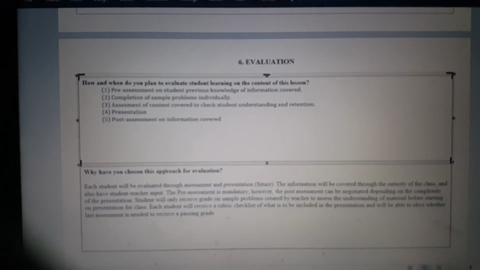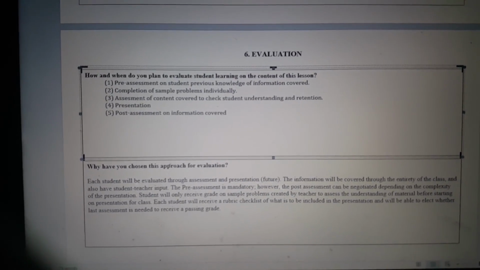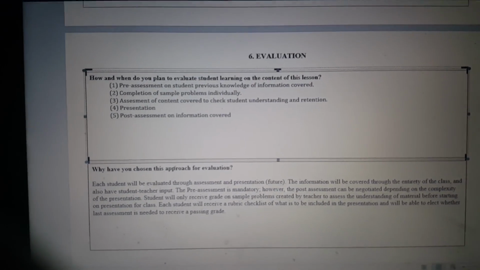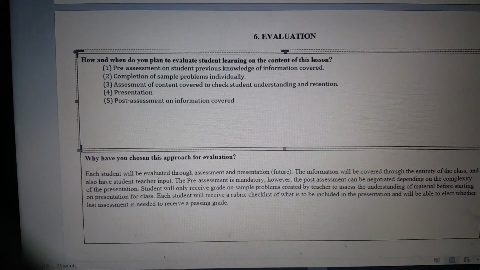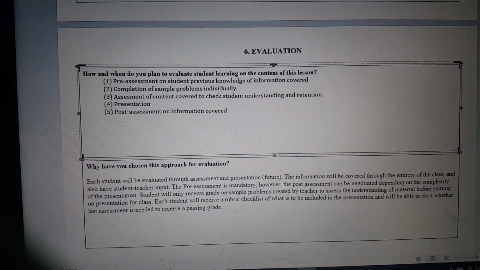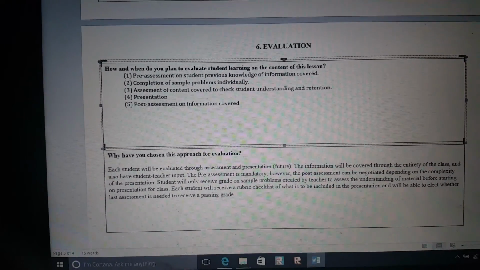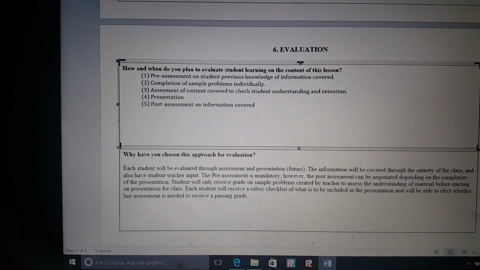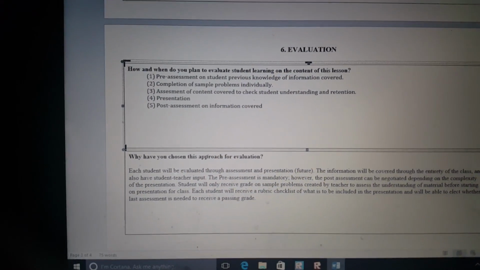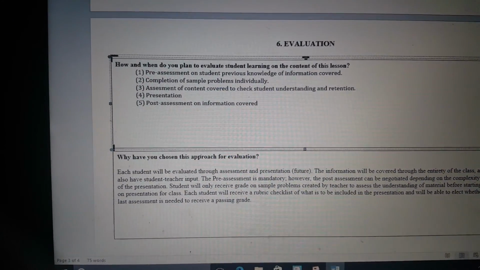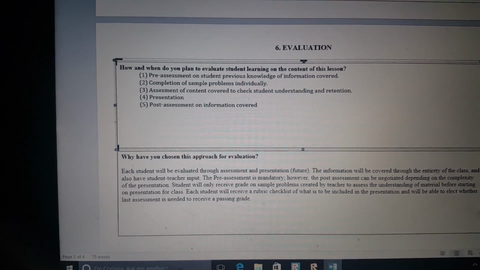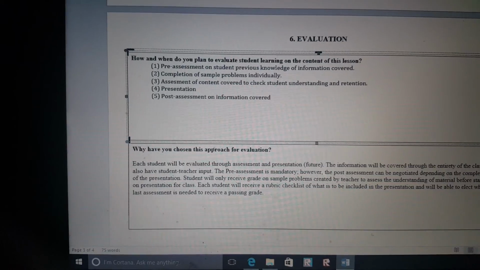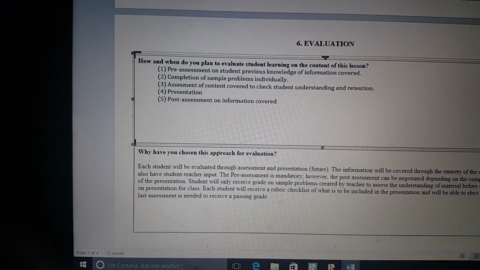Number 2, completion of sample problems individually. By me giving them the time to work individually and be called back to groups once it's done, it gives a clear understanding to the students. If they didn't understand at the beginning, me going over it again will help them fully retain the information that is covered. Number 3, assessment of content covered to check student understanding and retention. That will be done using the completion of the sample problems.